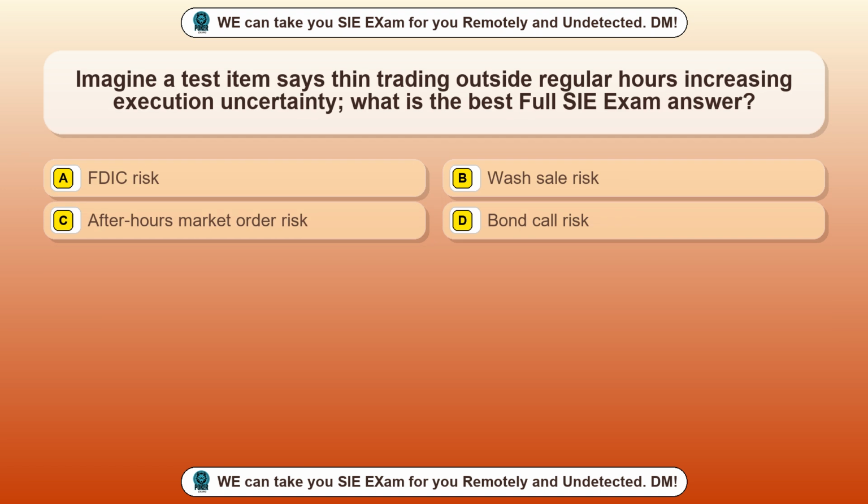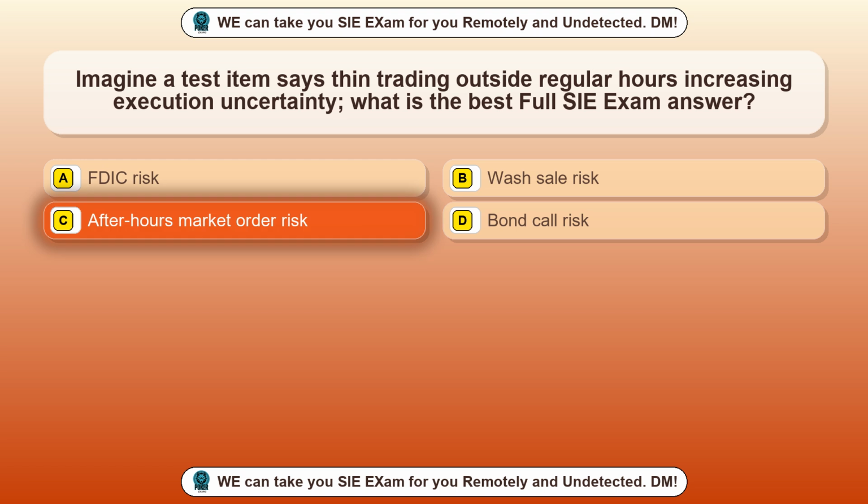Question 82. Imagine a test item says thin trading outside regular hours increasing execution uncertainty. What is the best full SIE exam answer? Option A, FDIC risk. Option B, wash sale risk. Option C, after hours market order risk. Option D, bond call risk.